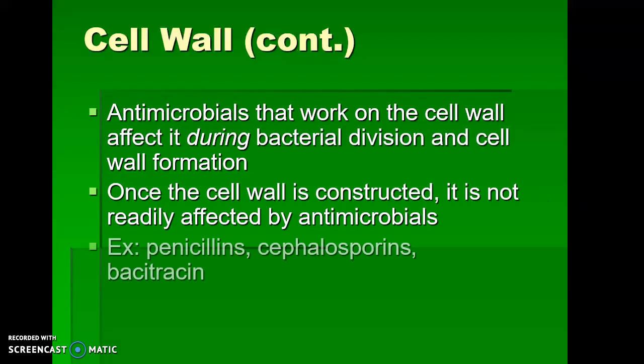So the important thing is that this particular mechanism can only work in colonies of bacteria that are actively dividing. They have to be in the process of producing that cell wall for the penicillin itself to act. Once that cell wall is constructed, the penicillin is not going to have any effect on it. So penicillin, cephalosporins, and bacitracin are drugs that act in this way. We'll talk more about it when we get to the actual drugs.